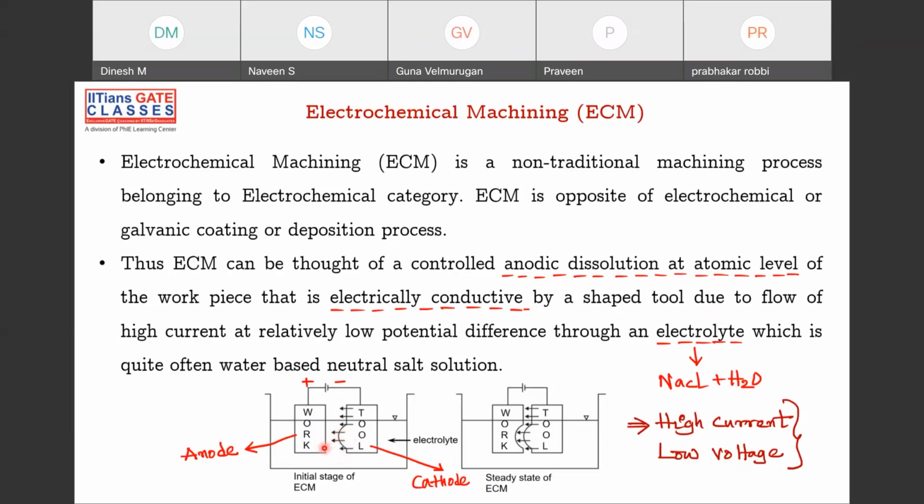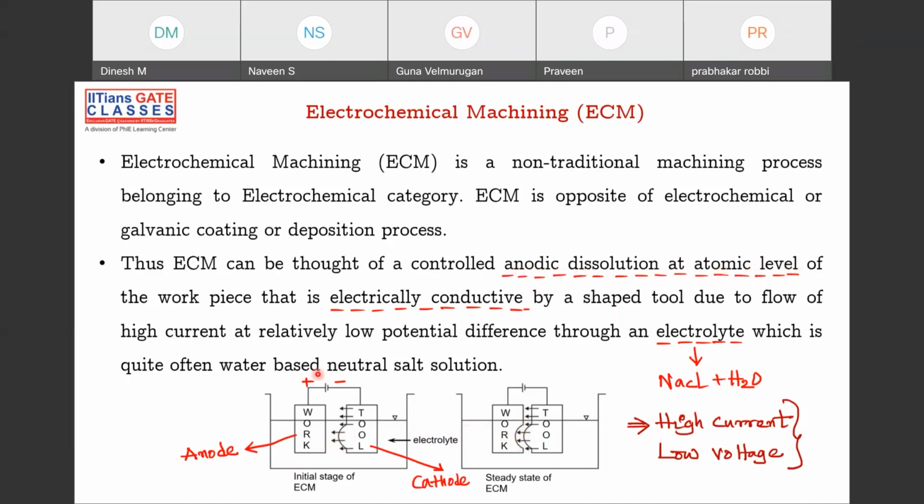That reaction is the chemical energy that is generated. Because of that chemical reaction, slowly some amount of material of the workpiece will be removed, and as we keep on moving the tool from left to right, you see the workpiece is getting removed in this kind of a shape. So what exactly is happening in this process? It is nothing but anodic dissolution at atomic level.